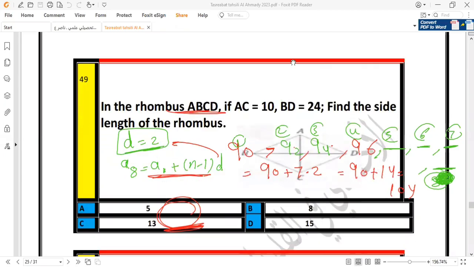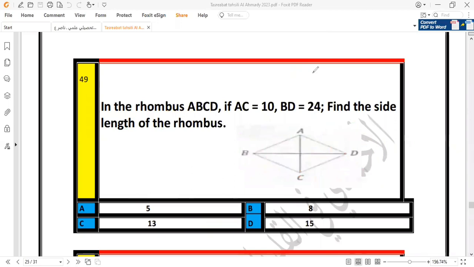Number 49. In the rhombus ABCD, if AC equals 10, this rhombus's diagonals bisect each other, so here is 5 and here 5. And BD equals 24, so here it equals 12, since the diagonals bisect each other. And also the two diagonals are perpendicular, so here equals 90 degrees. Find the side length. He asked me to find AD.